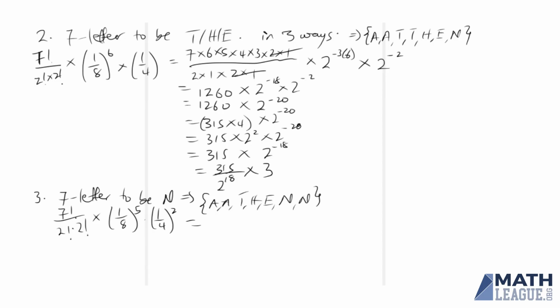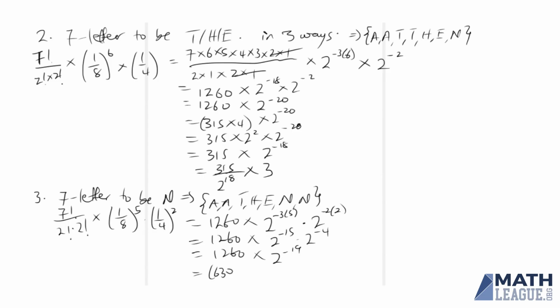Of course, when you expand this, we have already done this in the previous one, right? 7 factorial over 2 factorial times 2 factorial. That's what we solved here, and we got 1260 times. Of course, this can also be expressed as 2 to the power negative 3 multiplying 5 times 2 to the power negative 2 multiplying 2. So we have 1260. This will be 2 to the power negative 15 times 2 to the power negative 4, right? And by the law of indices, we have this to be 2 to the power negative 19. Of course, 1260 can also be written as 630 multiplying 2.